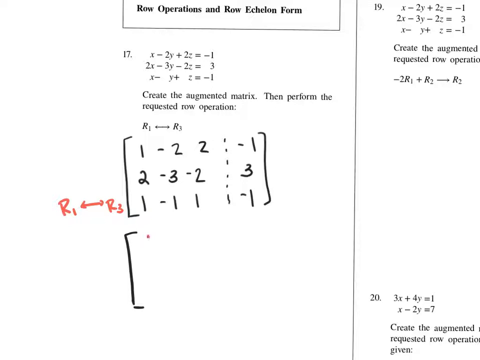row 1 moves to 1, negative 1, 1, negative 1. Row 2 we did not touch, so leave it the same. And then we move row 1 to become row 3, so we get 1, negative 2, 2. So the first option we have, as we perform these matrices and try to solve these matrices, is to use what's called the row switch.